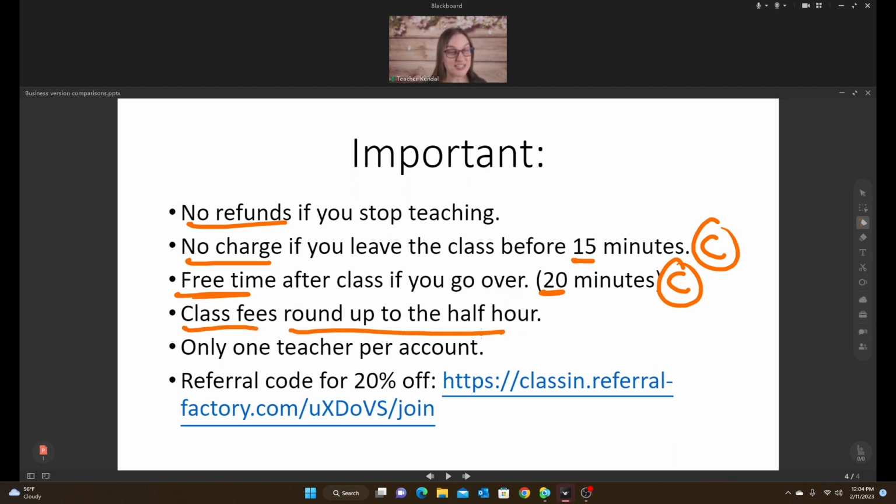Just a reminder, class fees round up to the half hour. So if your class is 25 minutes, you get charged for 30. If your class is set for 45 minutes, you would be charged for an hour. And only one teacher per account. You can't add teachers to your account to share the cost. You would have to get a school business account if you wanted to add teachers. And of course, the school business account is a lot more upfront.